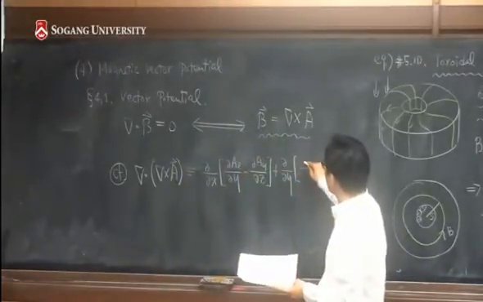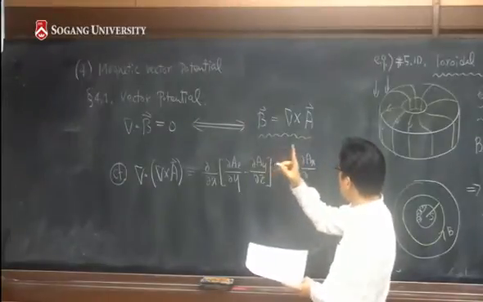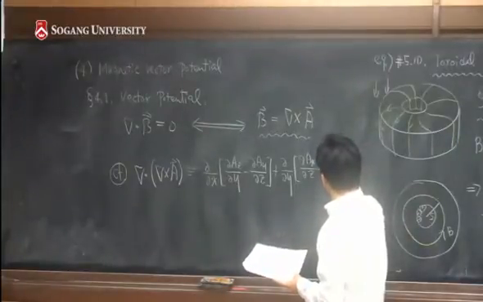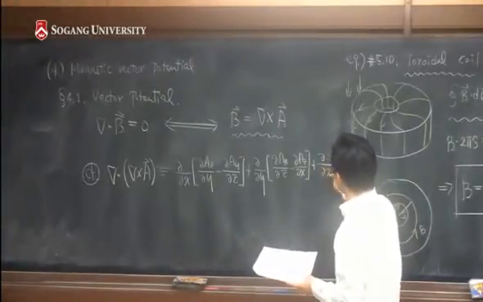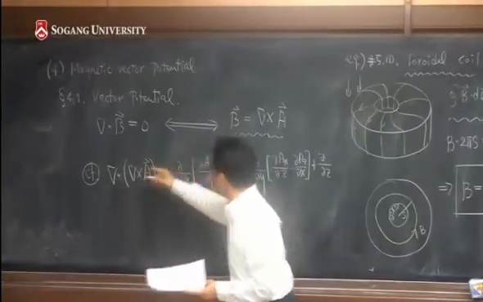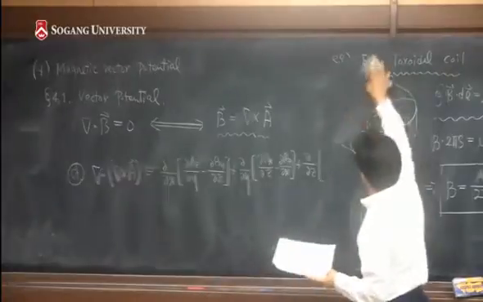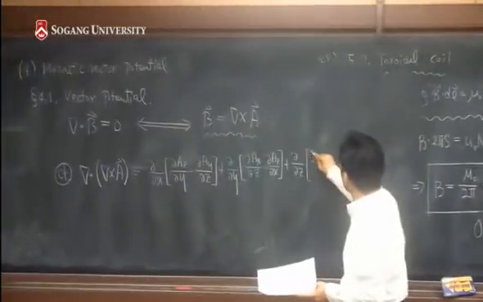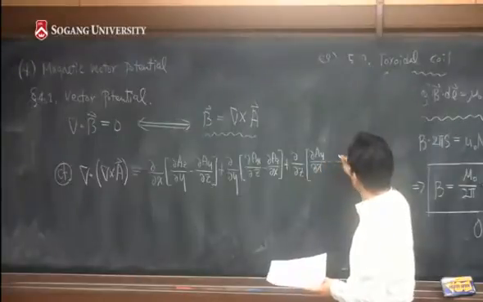Round Ax of round z minus round Az of round x, okay? Plus the third will be round z, which corresponds to the divergence, and the z component of the curl of the vector A will be what? Will be round Ay of round x minus round Ax of round y, like this.